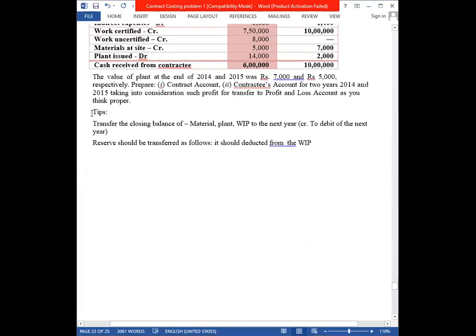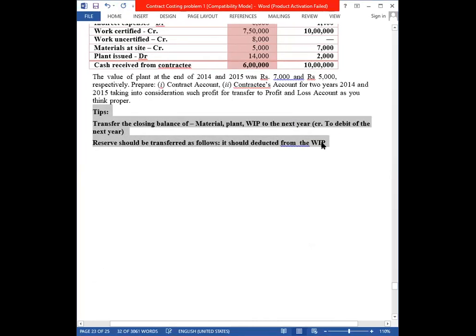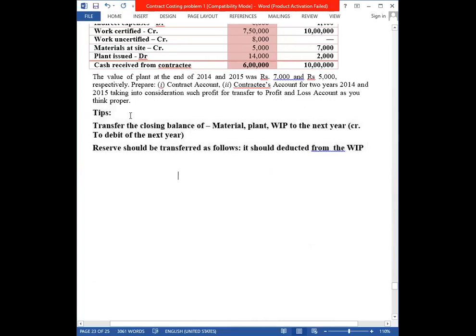Guys, these tips you have to remember. I have given them in bold letters. Very important: don't transfer material returned to stores because you will have confusion. Material returned to stores, you should not transfer. Only the closing balances: balance of material, balance of plant, balance of work in progress, and balance of the reserve. Reserve you will be minusing. Only these four items maximum you will get in the next year.